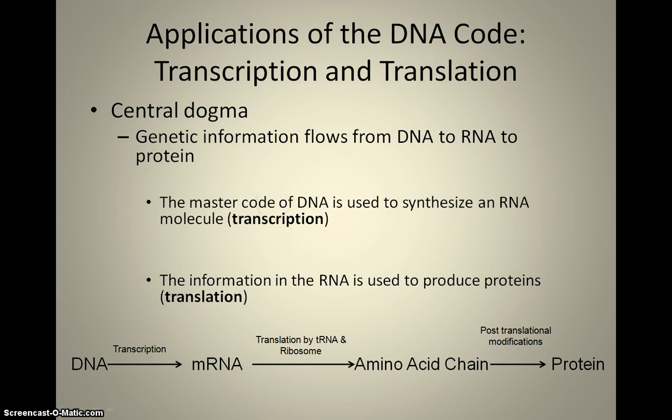So the first step is transcription, where we go from DNA and we create a message with RNA. Then that message is translated by tRNA in the ribosomes in order to make a chain of amino acids, or the primary sequence of a protein. And then there are all these post-translational modifications which lead to the functional, structural, quaternary structure of a protein.